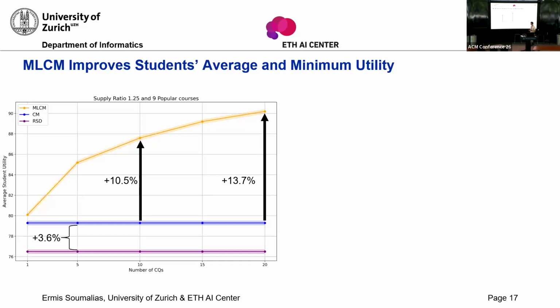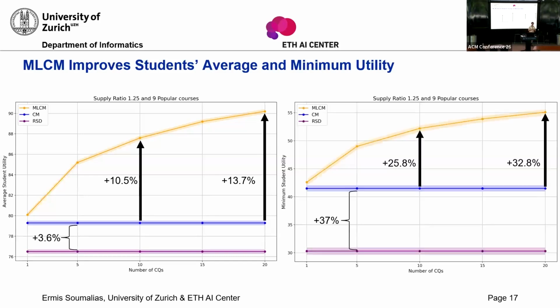Just to put this number into perspective, if we compare course notes, which is considered a state-of-the-art mechanism, to random serial dictatorship, that difference is only 3.6%. As the number of comparison queries increases, our results improve further. In terms of minimum student utility, our performance gains are even more substantial. With just 10 comparison queries, we improve minimum student utility by over 25 percentage points.